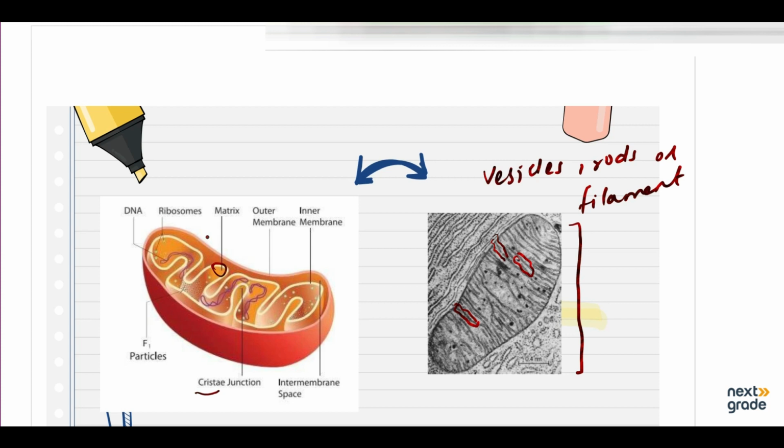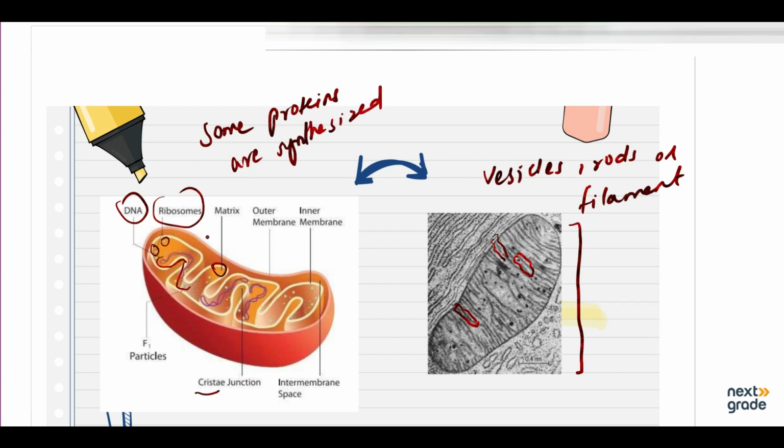They do contain DNA right here. The DNA is present along with ribosomes, these tiny granular particles. The presence of DNA and ribosomes indicates that some proteins are synthesized in them, right? And that's why it is called a self-replicating organelle.